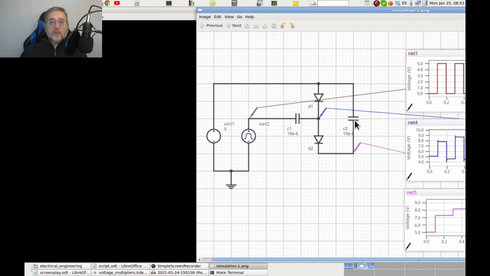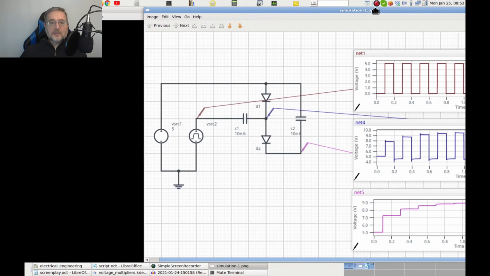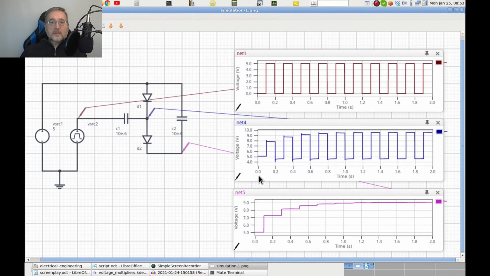And this process will continue until after a number of cycles C2 will be fully charged at the same voltage as the constant generator. At that point, the output voltage will be increased to twice the voltage of the constant generator, as you can see now in the full diagram. And so, this circuit is in effect a voltage multiplier by 2.